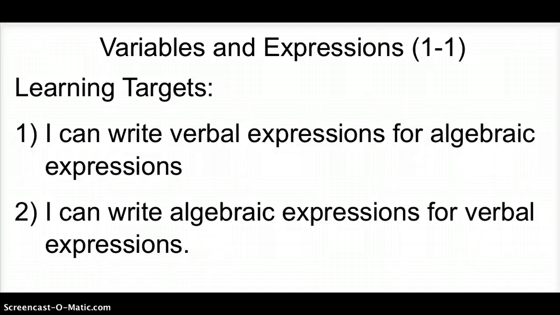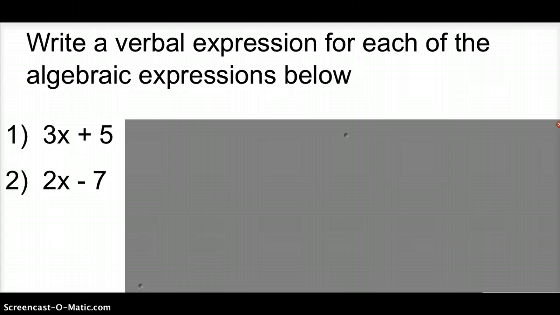So basically what we're doing in case 1, we're turning numbers into words, and in case 2, we're turning words into numbers. They mean the same thing, they just do it in a little different way. So first, we're writing a verbal expression in place of an algebraic expression. In this case, we have a couple of algebraic expressions to use as examples. In number 1, we want to turn 3x plus 5 into words.